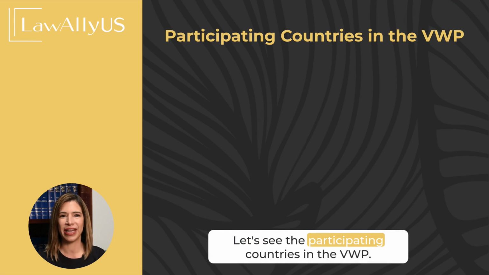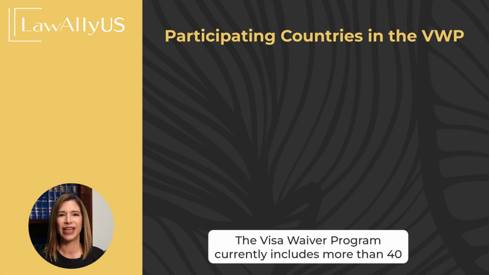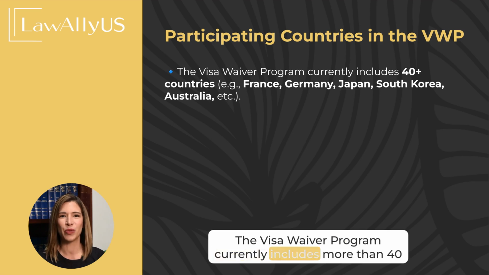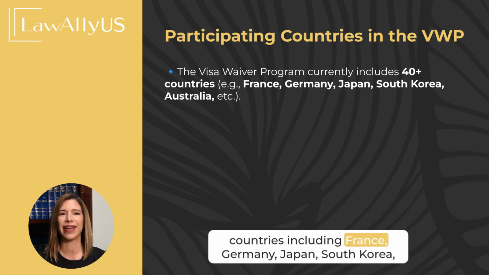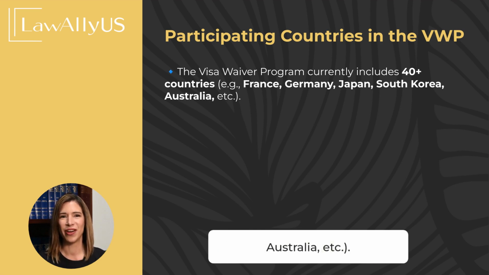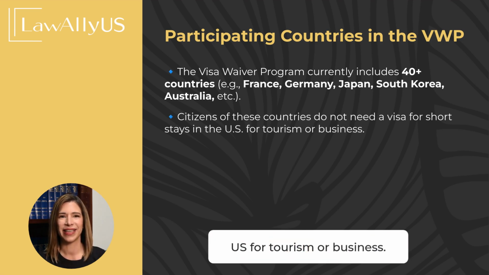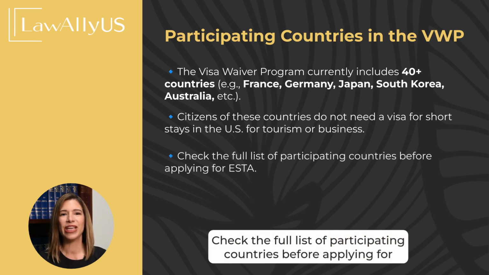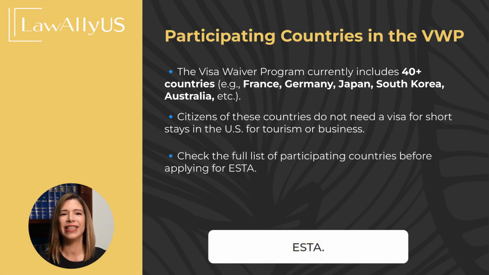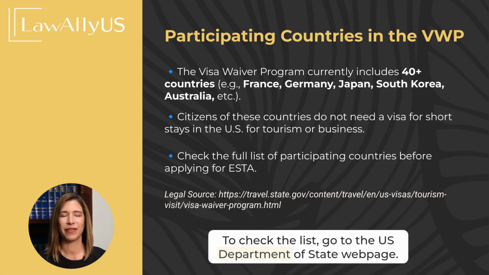Let's see the participating countries in the VWP. The Visa Waiver Program currently includes more than 40 countries, including France, Germany, Japan, South Korea, Australia, etc. Citizens of these countries do not need a visa for short stays in the U.S. for tourism or business. Check the full list of participating countries before applying for ESTA. To check the list, go to the U.S. Department of State webpage.